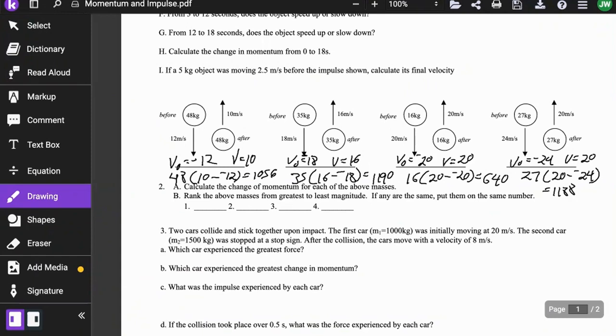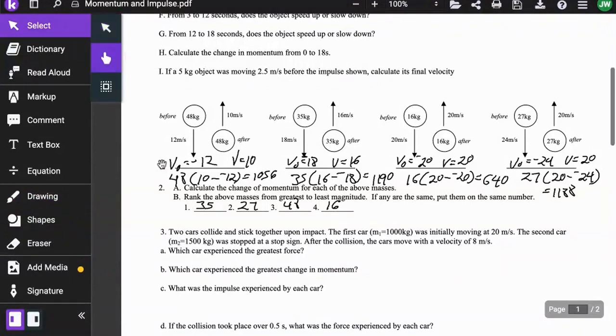It asks us to rank the above masses from greatest to least magnitude. It's not asking necessarily for the greatest in magnitude of mass, but the greatest in magnitude of impulse that mass experienced. I believe that was really the theme of what it's asking. So which one has the greatest magnitude of impulse? As we look across it, it looks like the second one with 1,190. So that's the 35 kilogram mass. The next largest is the 27 kilogram mass at 1,188, followed by the 48 kilogram mass at 1,056, and then finally that 16 kilogram mass there at the very end.